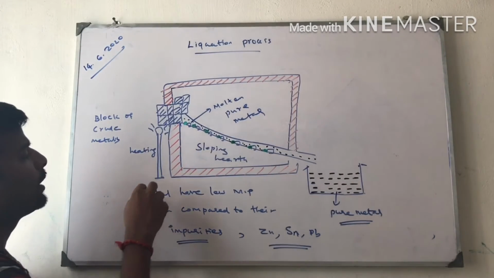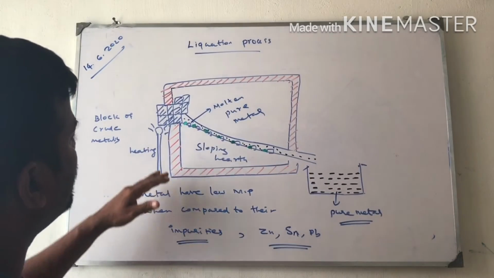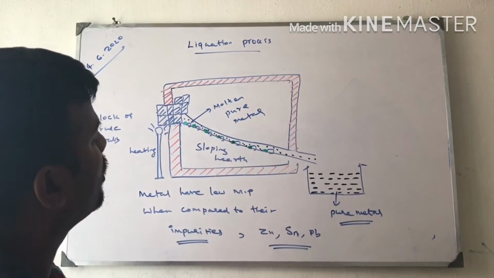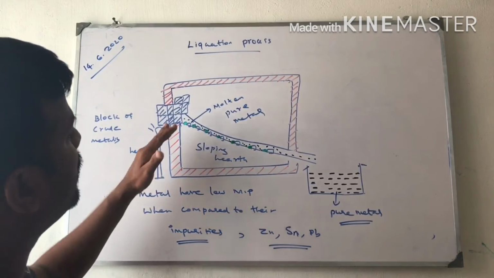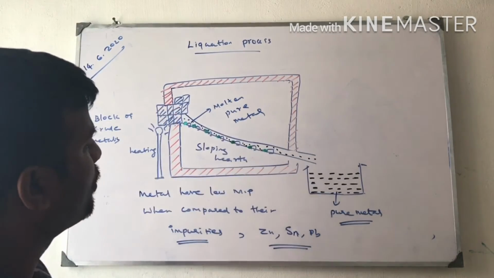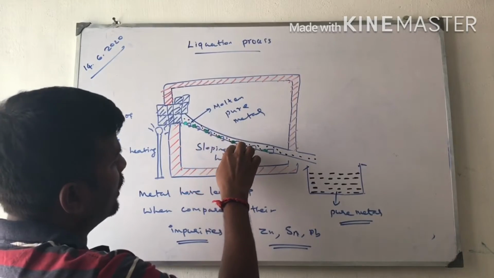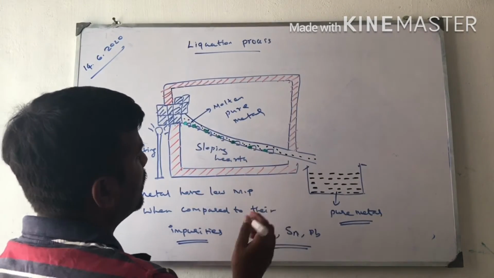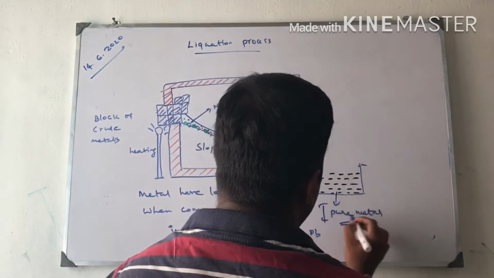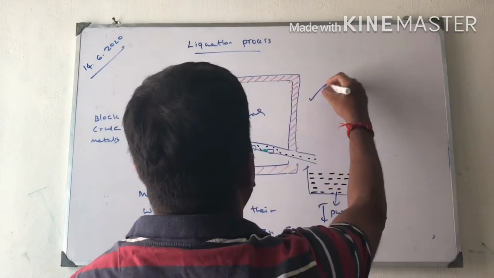Blocks of crude metal are heated in the hearth, and at a lower temperature the metal melts and flows down the sloping hearth, while the solid impurities are left behind between the blocks. Finally you get a pure metal. This is called the liquefaction method.